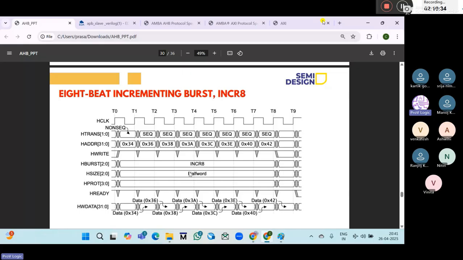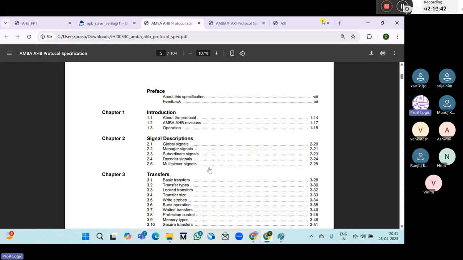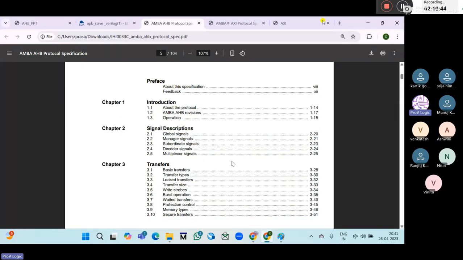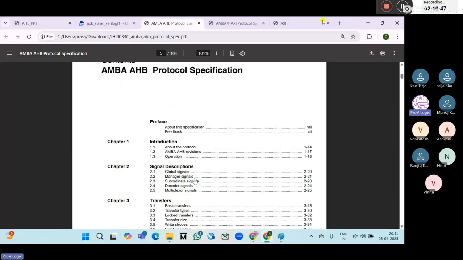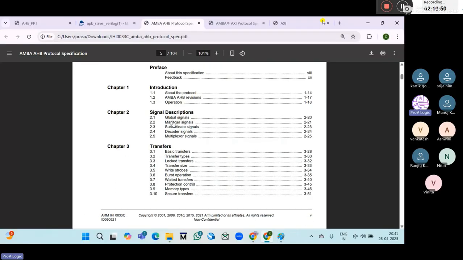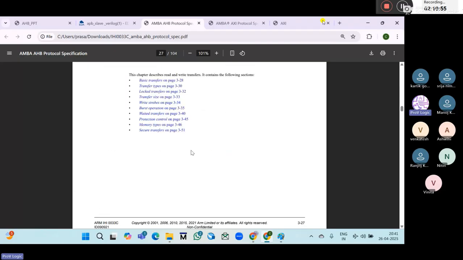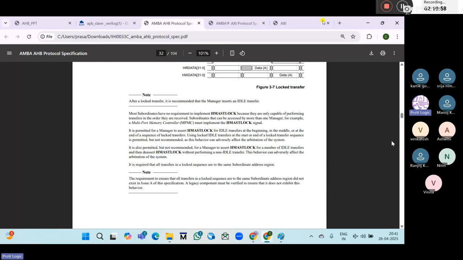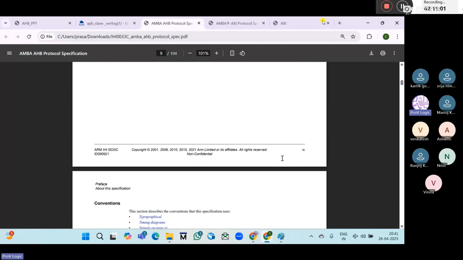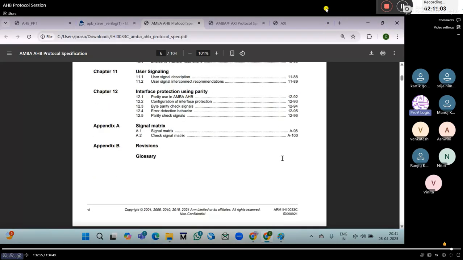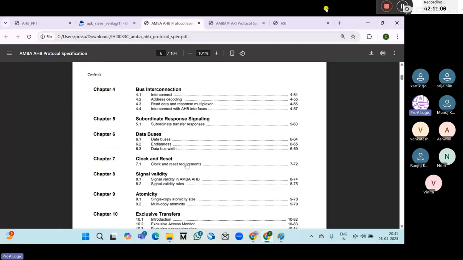Any other doubts? Just follow the specification. I will share the recorded session. Take time, because protocols we can't discuss very fast. You need to understand clearly. Go through the signal descriptions, the block diagram, each signal and how the data is transferring. Tomorrow we will discuss the remaining concepts. For the AHB protocol, we will discuss the detailed RTL design and also UVM verification.